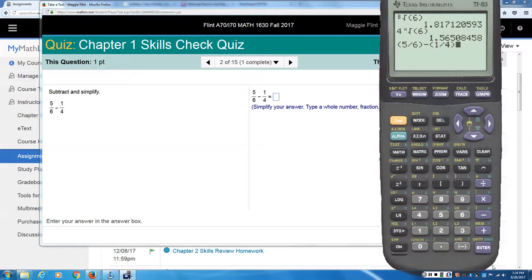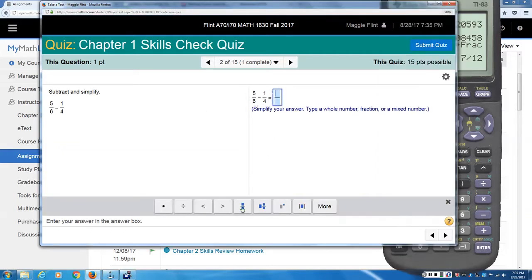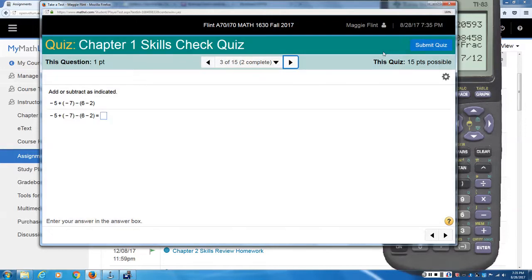Close parenthesis, and if I just hit enter, it's going to give me a decimal. This isn't going to take a decimal. It wants a whole number or a fraction. So you hit the math key, and the very first thing on the math key is frac. The answer is 7/12. Here's your fraction maker, 7/12. And go on, okay?